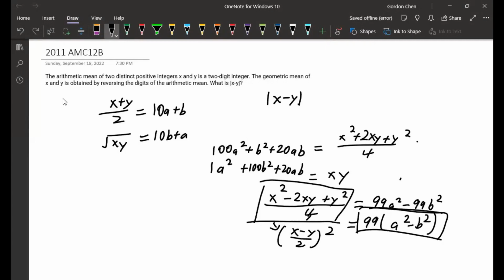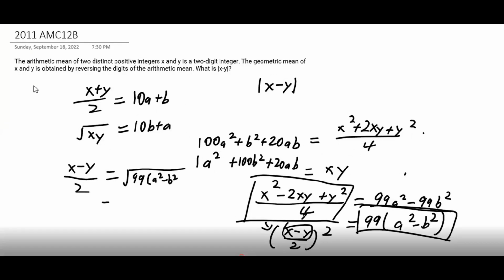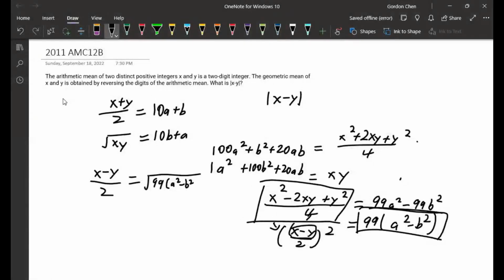So if we take the square root of both sides, we would have (x minus y) over 2 equals the square root of 99 times (a squared minus b squared). Because x and y are symmetric, we can just say that x is greater than y. And then we have to multiply that by 2. So 2, and then we take out the 9, so times 3, square root of 11 times (a squared minus b squared).